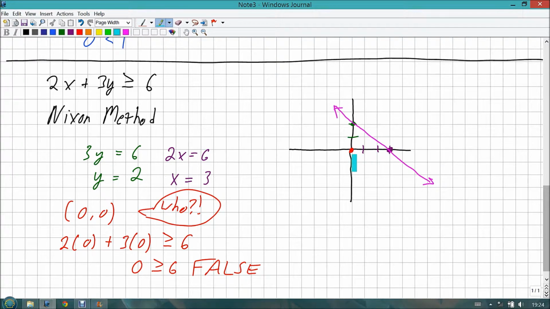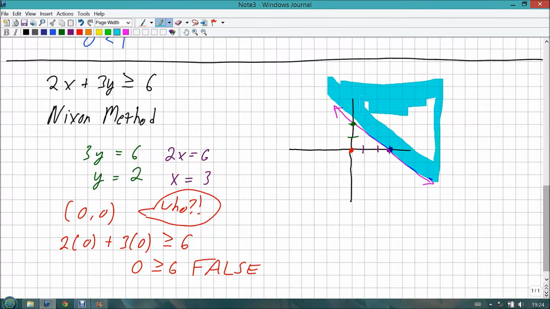Anyway, so we can't go into this bottom region because that would make for false. So for the true area, we have to be on the other side of the border. So here is our new solution region. Hooray for solution regions! And of course, our border is solid, so since it's solid, we include the border.